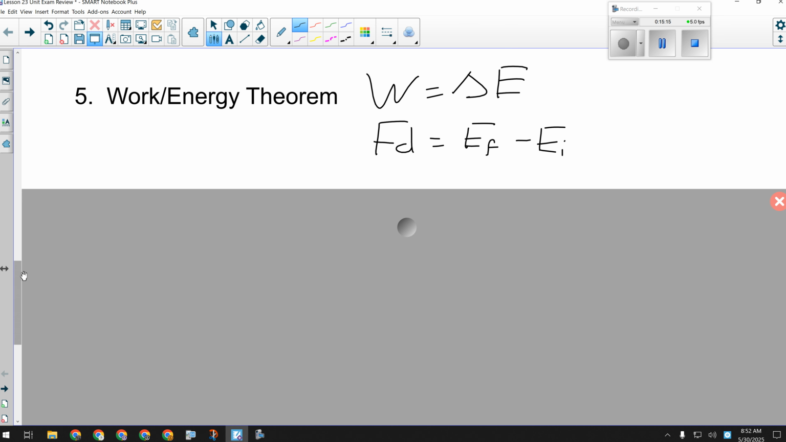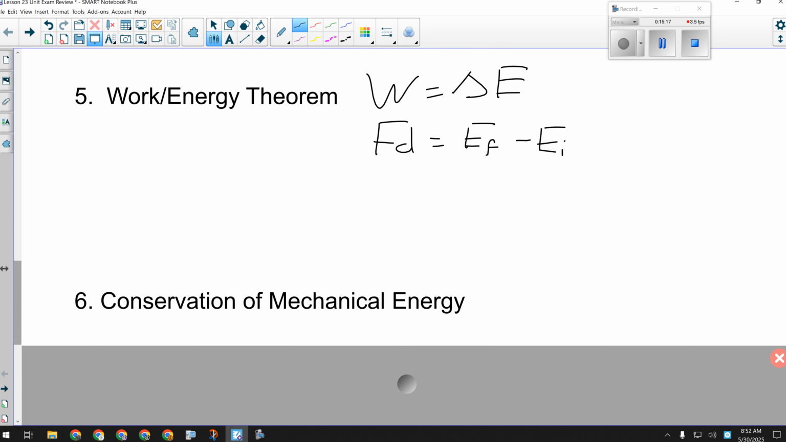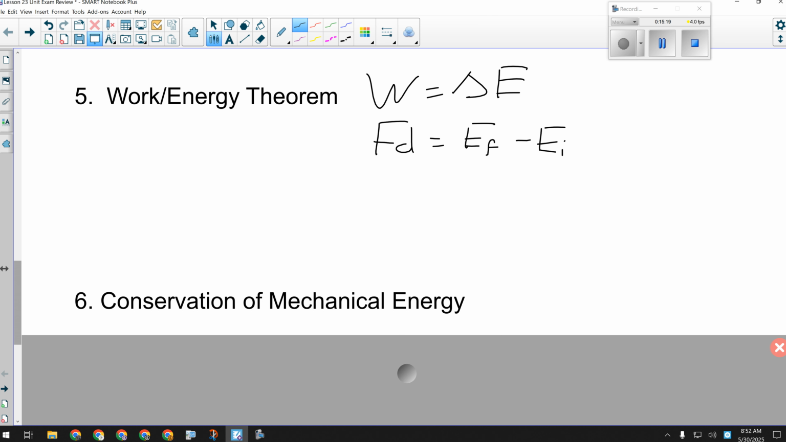Okay, and then we got conservation of mechanical energy. That's what we were working on the last 2 days. In that situation, no work is being done. The initial and final energies are equal. So that would be like a roller coaster or a sled going down a hill, or something along those lines where there are no other forces, and the object is just doing what it would naturally do.